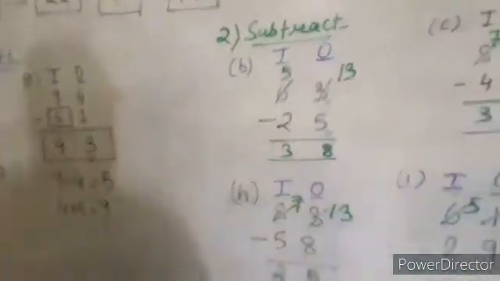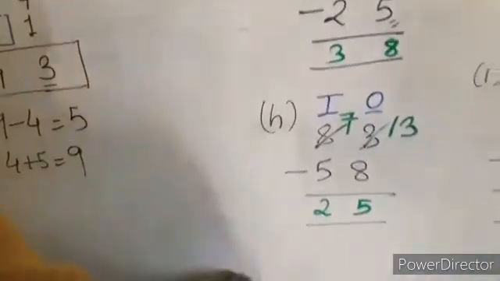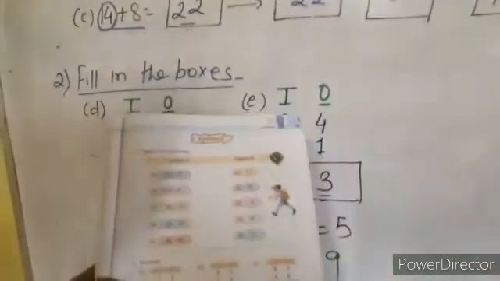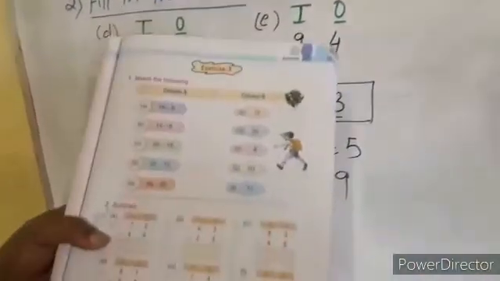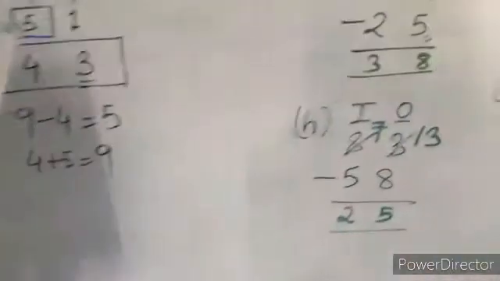See your book. Matching I have already done. You just copy from the video and do it in your book. And for the portion on subtraction, I have done 4 subtractions here. The rest you have to do.